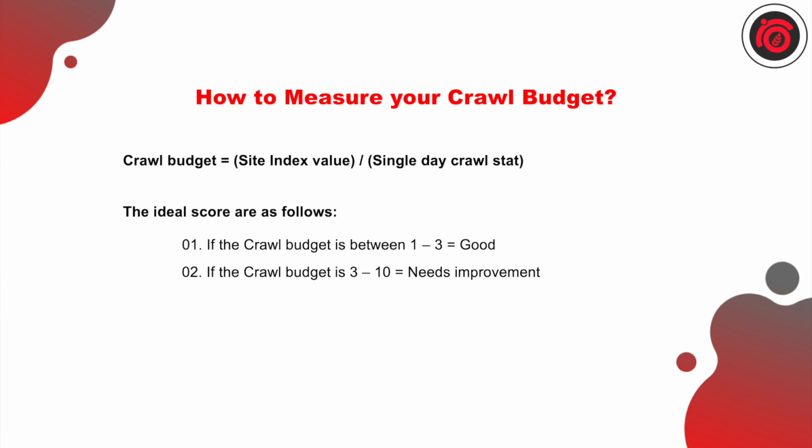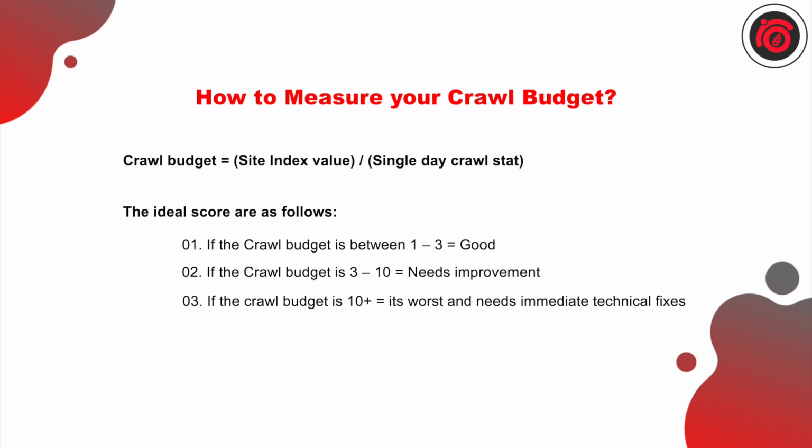If your crawl budget is between 3 and 10 days, it means it takes 3 to 10 days to crawl your entire website in Google, which is not that good and needs improvement. The worst scenario is when the crawl budget is more than 10. It means it takes more than 10 days or even a month to crawl your entire website in Google, which is the worst case scenario, and you have to really do some technical fixes to make it right.